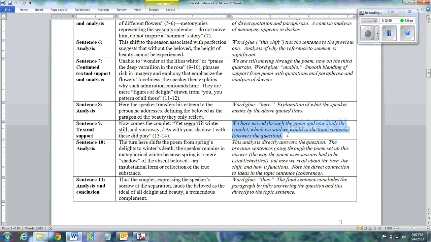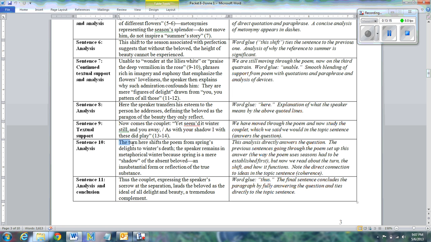So we have moved through the poem, and now we study the couplet, which we said we would in the topic sentence. And of course, now I'm fully answering the question. I don't just quote it, I talk about it, and I have two sentences, one of which is a sentence of analysis, and the second is a concluding sentence that pulls it all together.